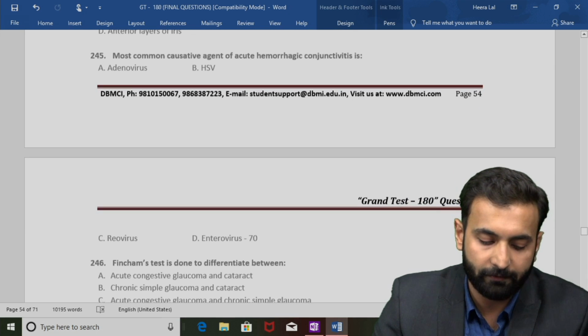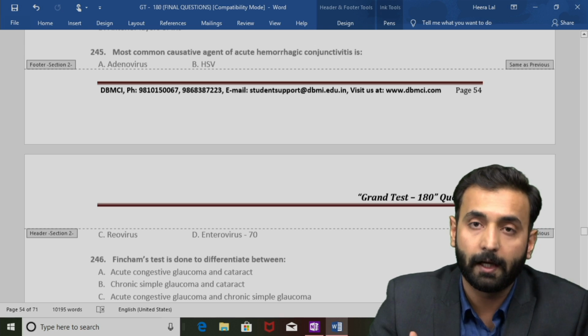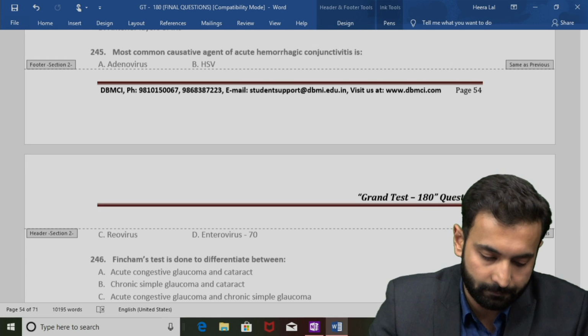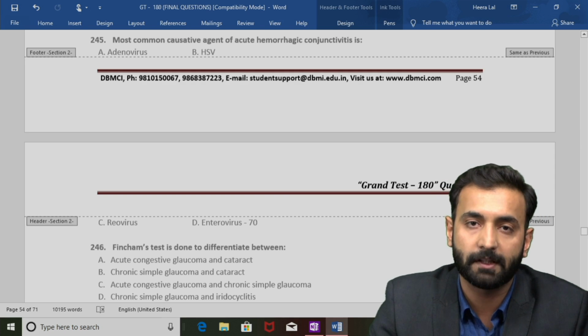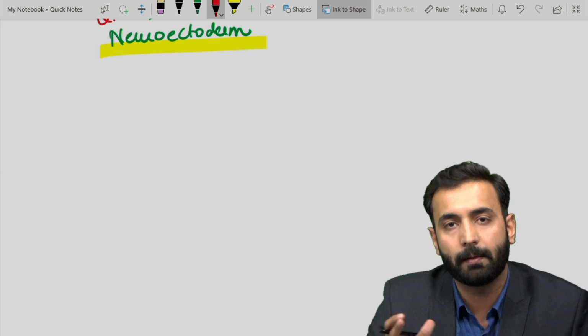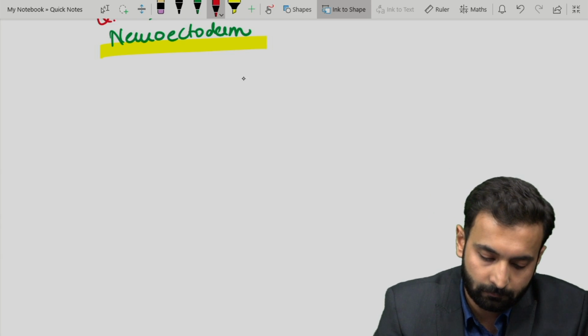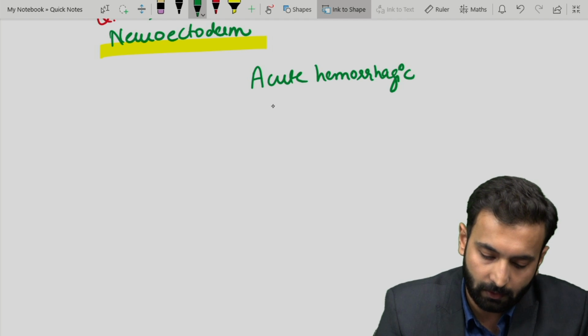Question number 245, they have asked the most common causative agent of acute hemorrhagic conjunctivitis. The correct answer is option D, enterovirus type 70. So let's discuss briefly acute hemorrhagic conjunctivitis.